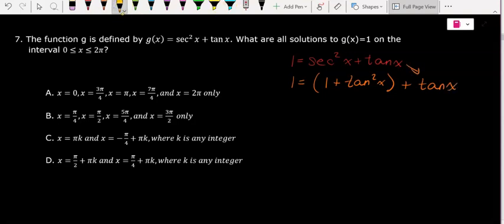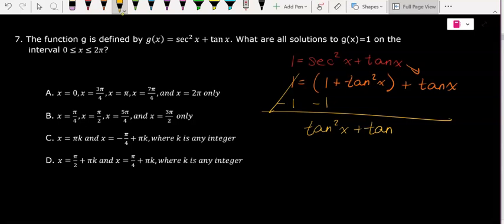Okay, so let's go ahead and rearrange this. I'm going to go ahead and bring this 1 over here. And so now what I've got is tangent squared x plus tangent x is equal to 0 because the 1 canceled out, 1 minus 1. Okay? Now, don't fall for the trick. The trick here is for you to say, oh, well, let me just bring this tangent over here and just divide by tangent. If you do that, you're eliminating an entire option for an answer here.